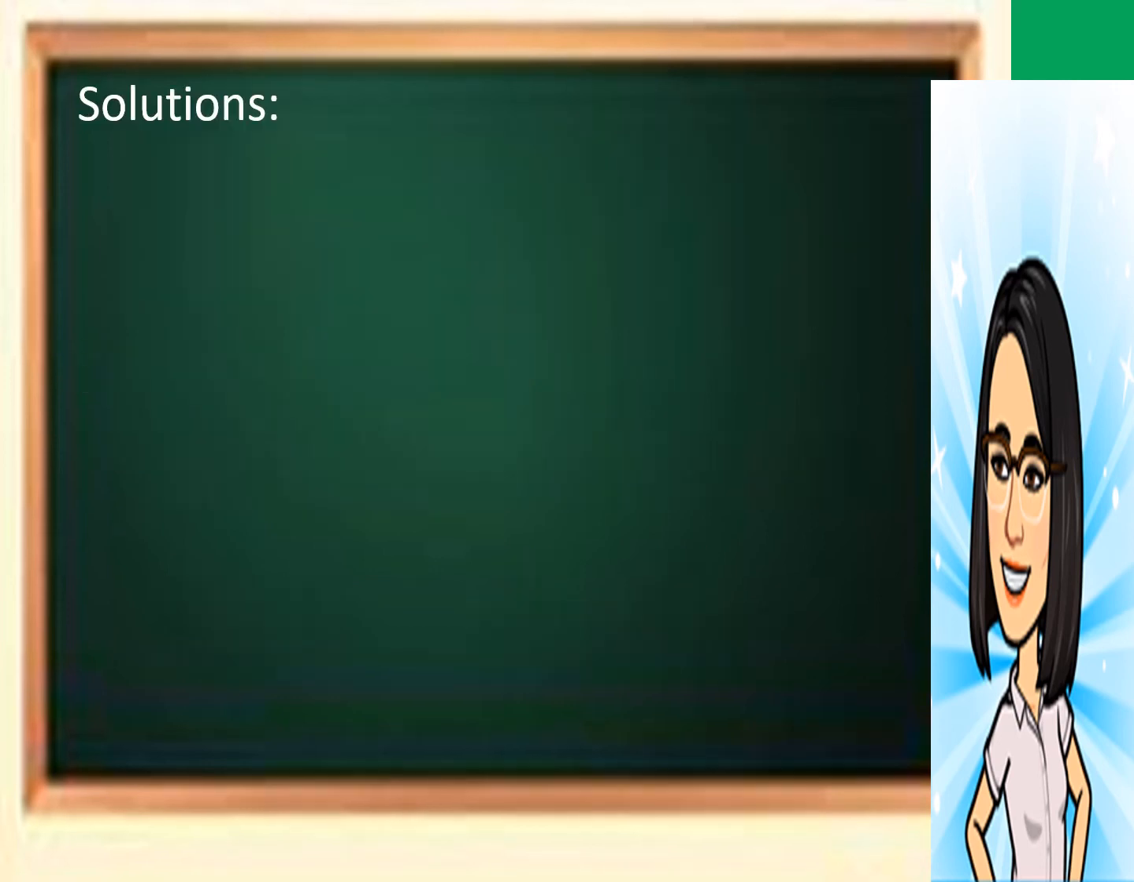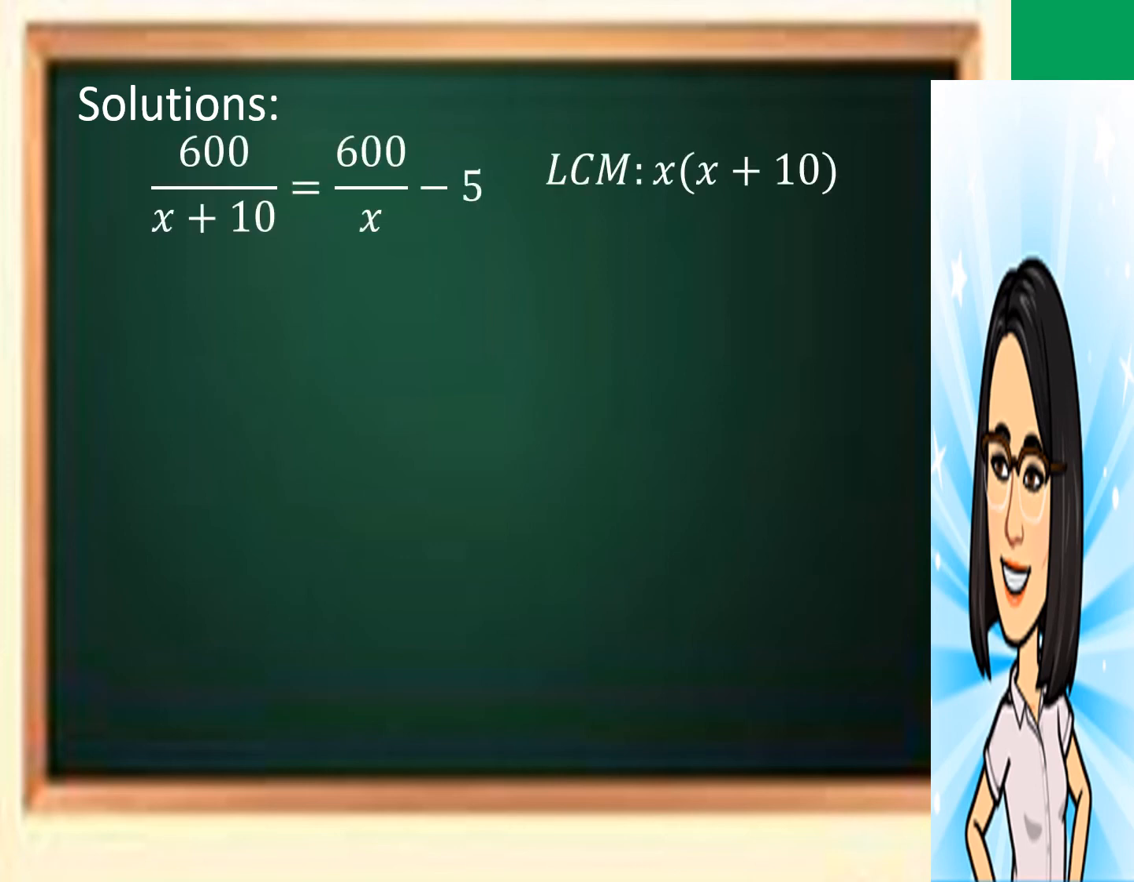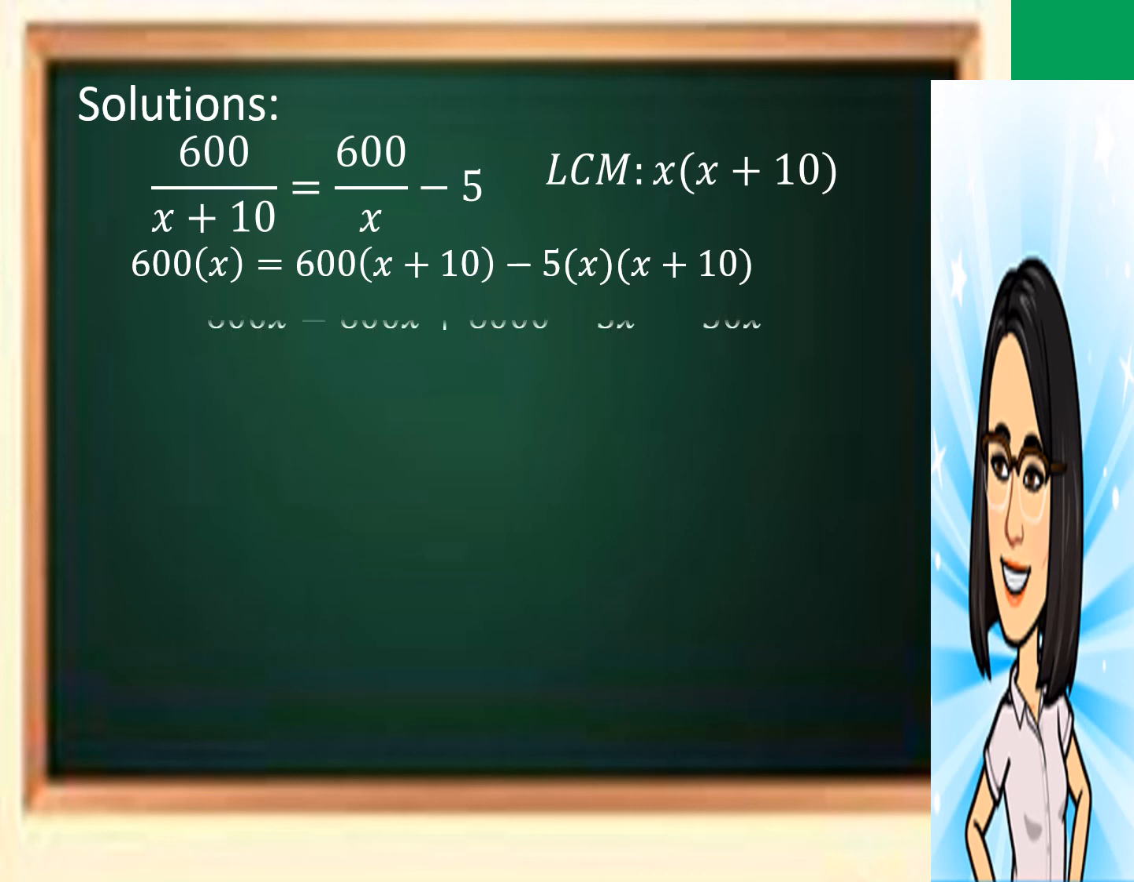Let us solve the equation by multiplying both sides by the LCM, which is x times the quantity of x plus 10. So each term will become 600 times x is equal to 600 times the quantity of x plus 10 minus 5 times the LCM x times the quantity of x plus 10. Simplifying the equation by distributive property, then let us arrange the equation using APE.